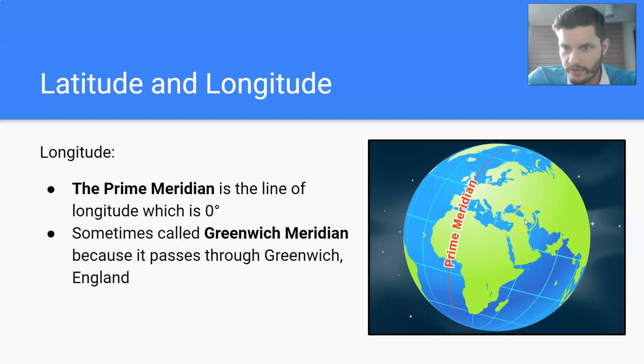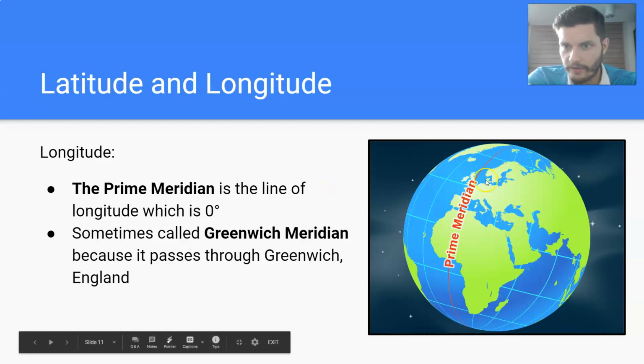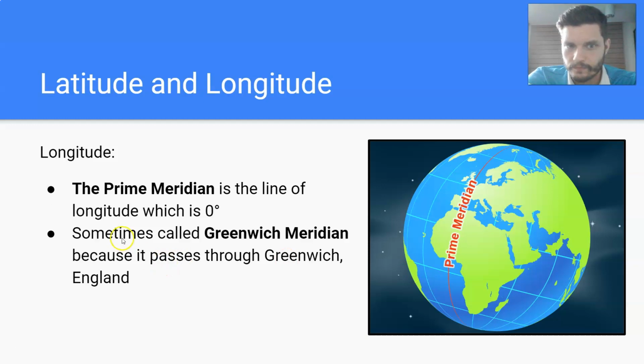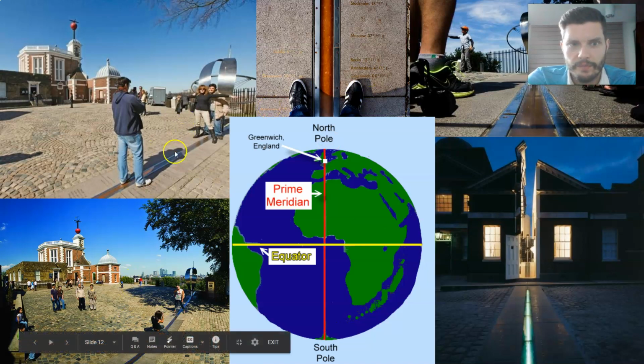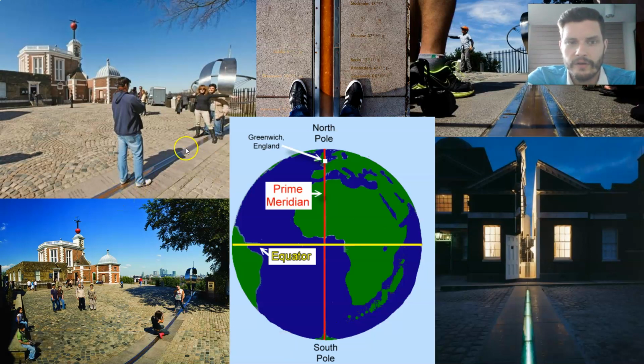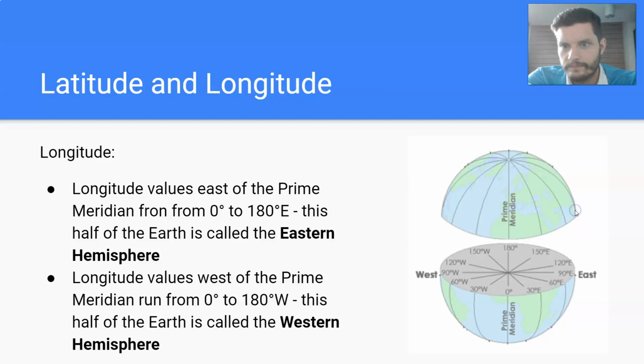Okay, so again, these are measured in degrees. The prime meridian is 0 degrees. This is sometimes called the Greenwich Meridian because it passes through Greenwich, England. If you go to Greenwich, England, they've indicated on the ground where the prime meridian is. You can kind of stand on both sides of it.